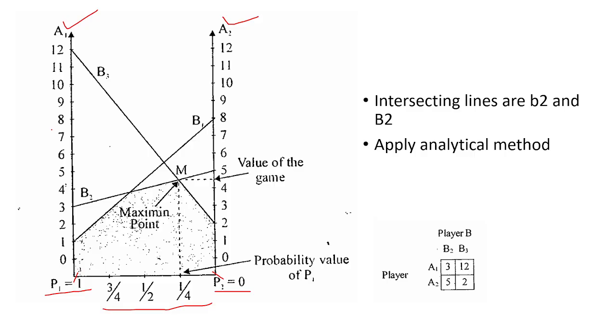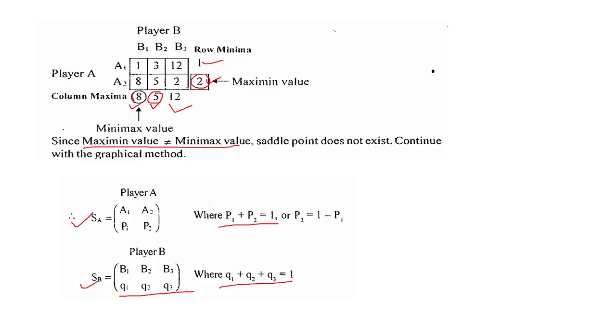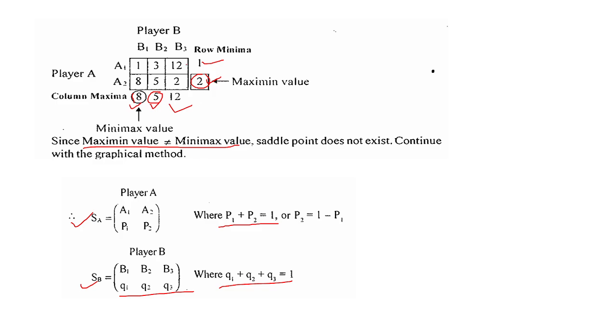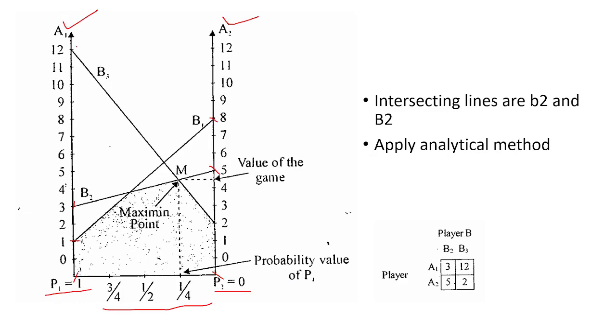Then as per the given data, you connect all the points. B1 is 1 and 8, B2 is 3 and 5, then we have 12 and 2. Okay, connect all the lines and mark all the minimum points. As you can see, there is a shaded area. Among these, you pick the maximum point. When A is having two strategies, use max min. When B is having two strategies, use min max, minimizing that.